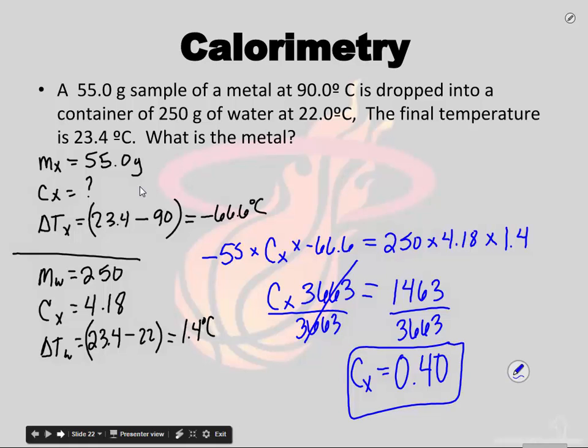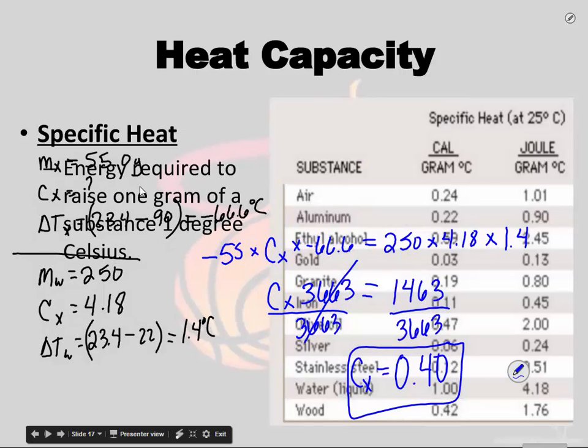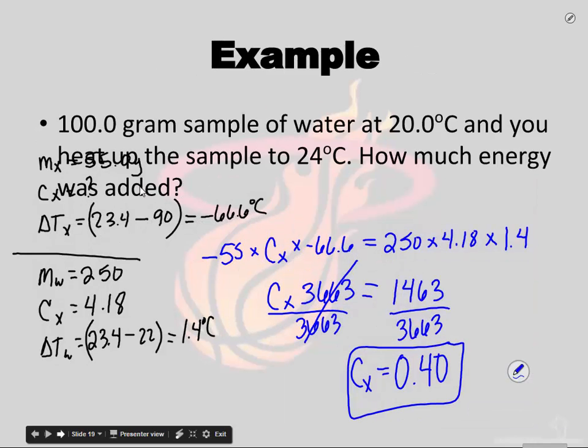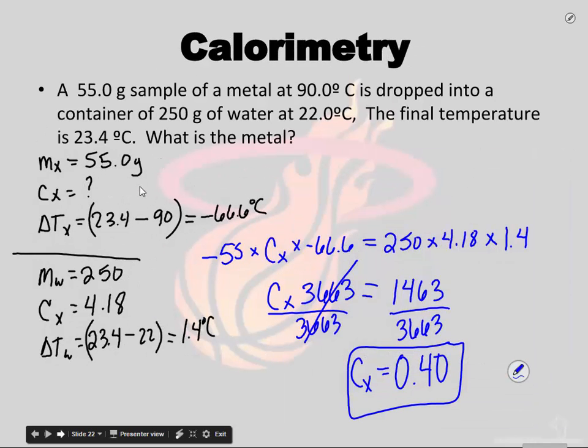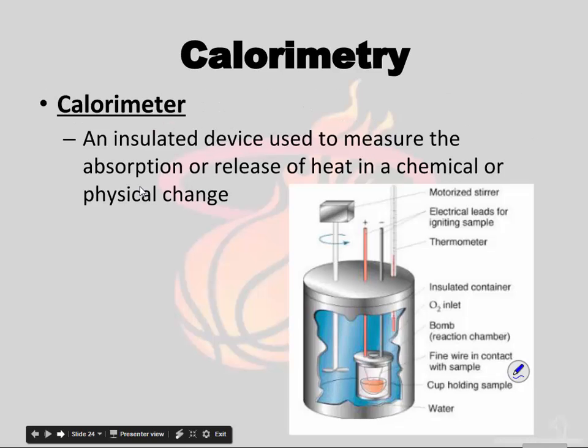So remember, I need to find what metal has this specific heat of 0.4. So I'm going to go back to my table. And on your homework I gave you a table so you can compare there. So 0.4, which one's closest? So it looks like probably iron would be my unknown sample, closest to 0.4. Remember, these are experimental data, so they're not always going to be exactly perfect, but they'll be close. Okay, so on your homework, you're going to try a couple more of those problems.